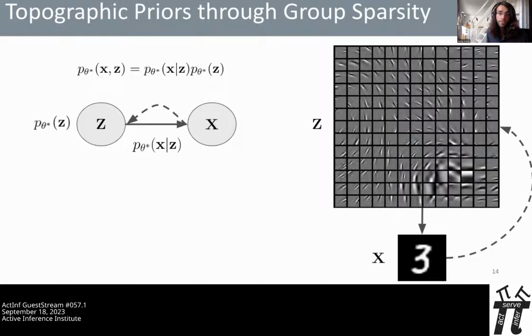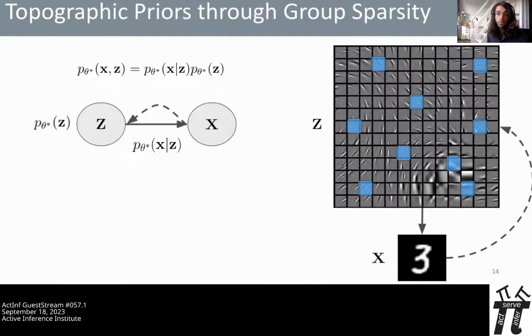To develop a topographic latent space, we want to introduce some sort of a topographic prior, which this topographic ICA work showed is equivalent to something like a group sparsity penalty. People might be familiar with typical sparsity penalties from independent component analysis. You want your activations to be sparse, meaning many of them are zero. That could look something like this. You have a bunch of blue squares that are active, but most of them are not active.